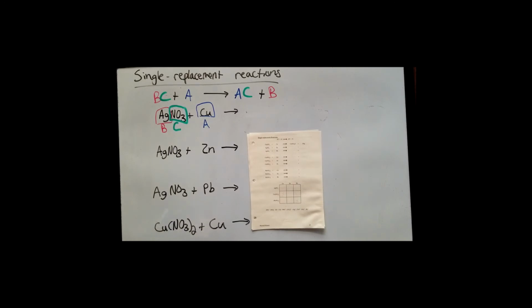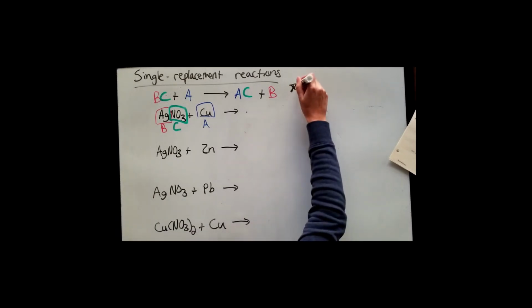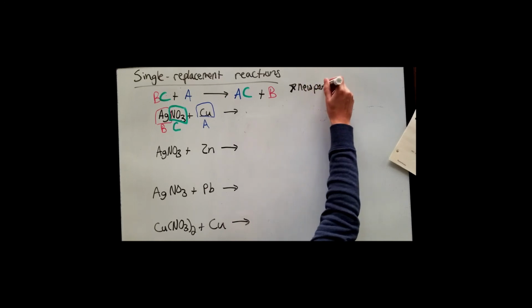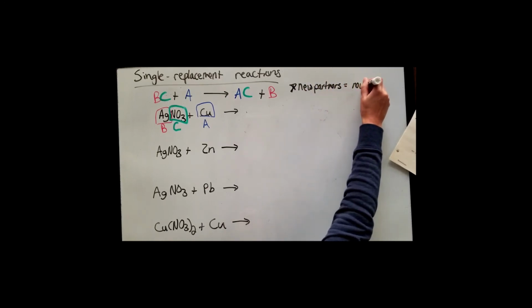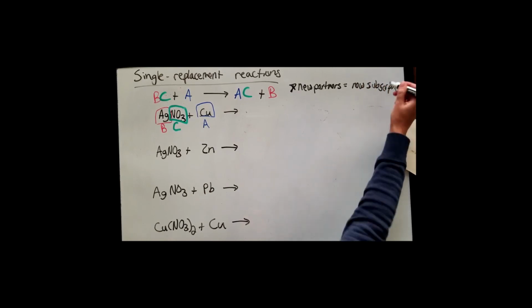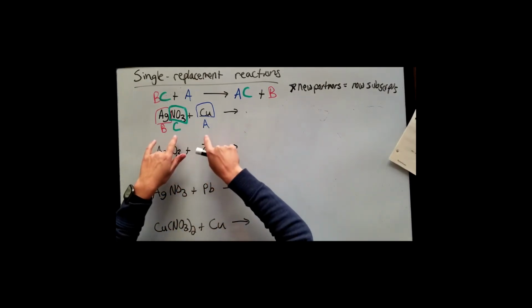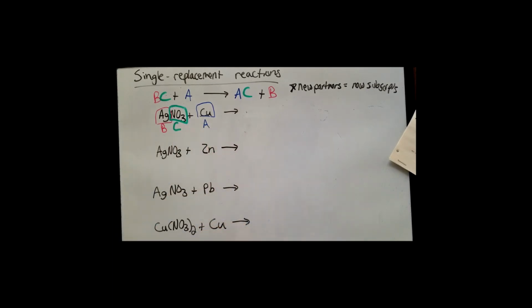Okay, how is that going to look though? Because the important thing when we're doing a single replacement reaction is that when we switch partners, we have new subscripts. So let me write that down. New partners equals new subscripts. So I can't just replace it and that's that. What I need to do is I need to figure out what the charge is on each of those elements or polyatomics so that when I switch them, I can see what the product's going to look like.